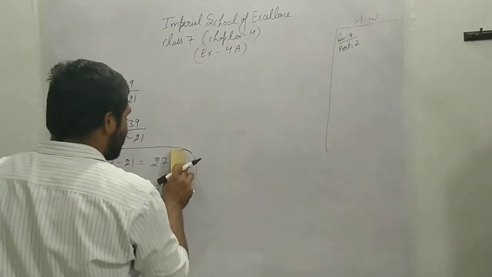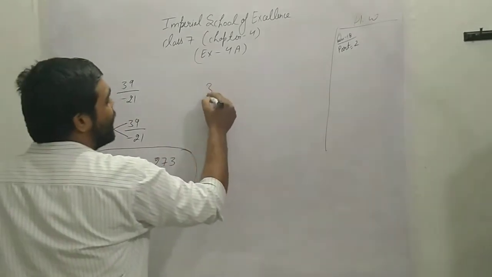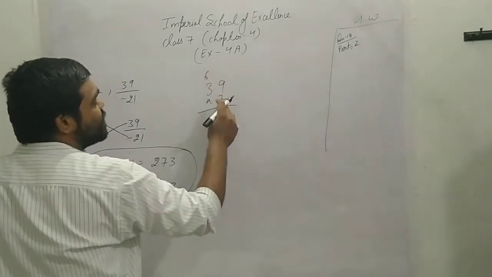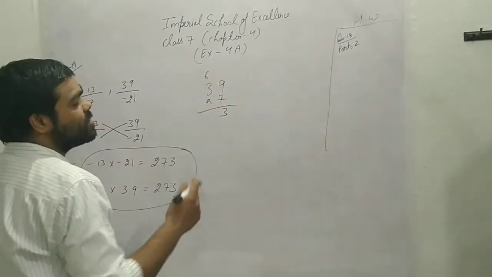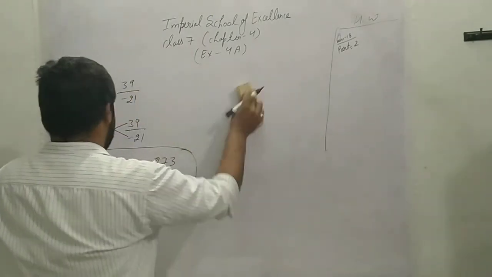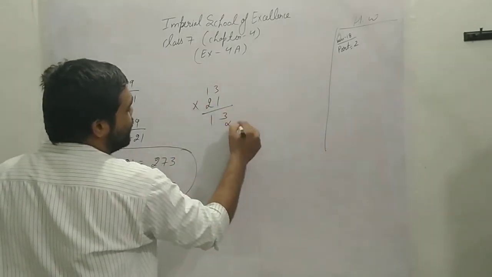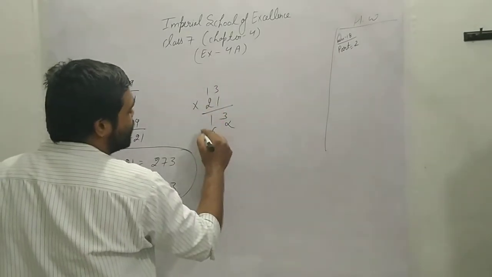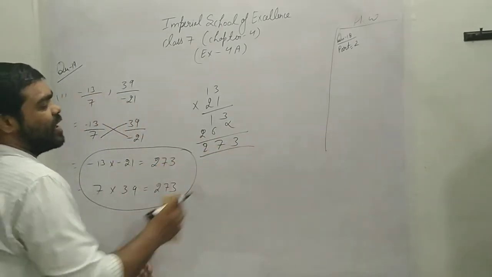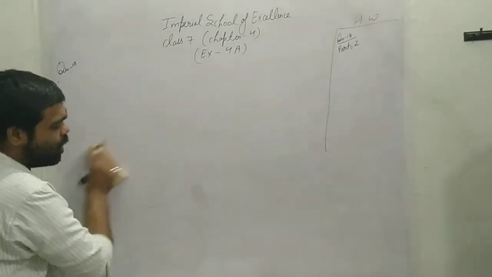Multiplication करना है. It is 273, not 276, 273. 39 multiplied by 7: 9 7s are 63, 3 carry 6, 7 3s are 21, 21 and 6, 27. It is 273. If you are multiplying 13 and 21, 13 multiplied by 21 will be 273. See, both of them are same. It is 273. Okay.